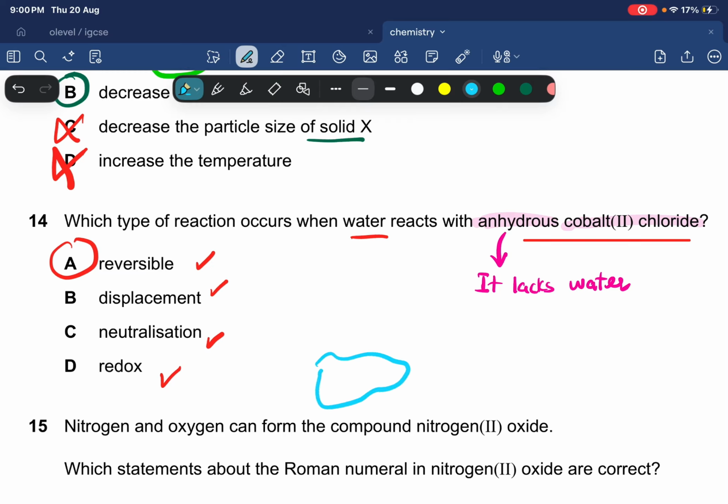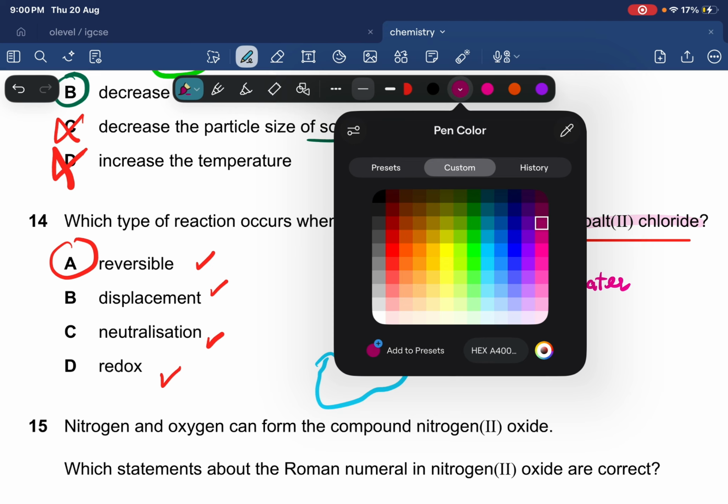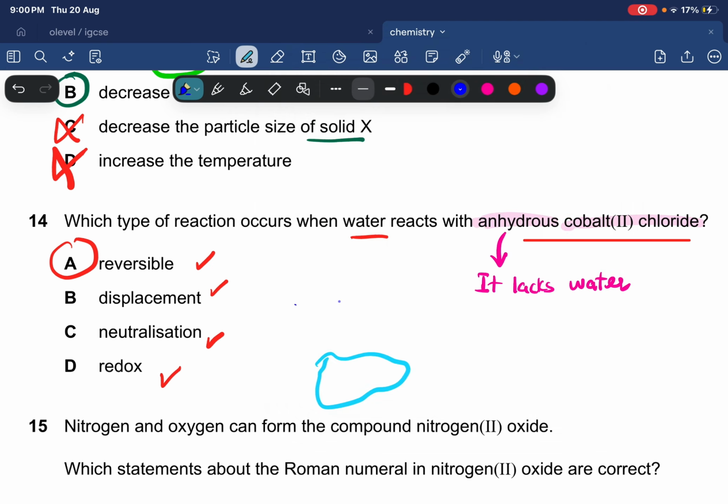This is cobalt(II) chloride, that's blue color. If I add water to it, we can use some darker blue for water, like this. So if I add water to it, this is my water. This is such a nice color, royal blue. This is gonna turn into pink color. And if I remove water from it, it's gonna turn back into blue color. So this is a reversible reaction.